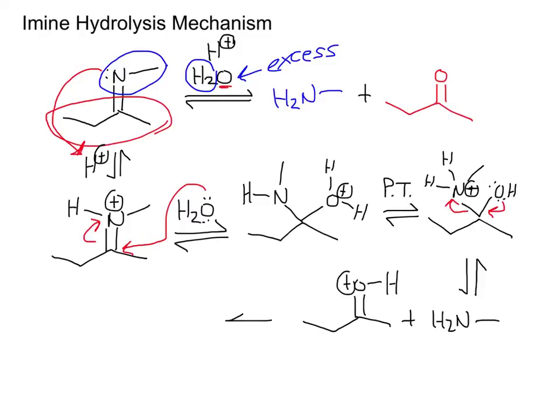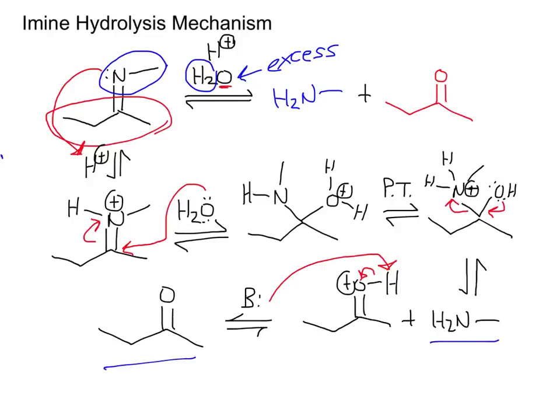And then our last step, some base in solution can take that proton off of the oxygen, giving us the carbonyl. And then that's the mechanism for the hydrolysis. And then here's our products. We have the ketone and the amine.